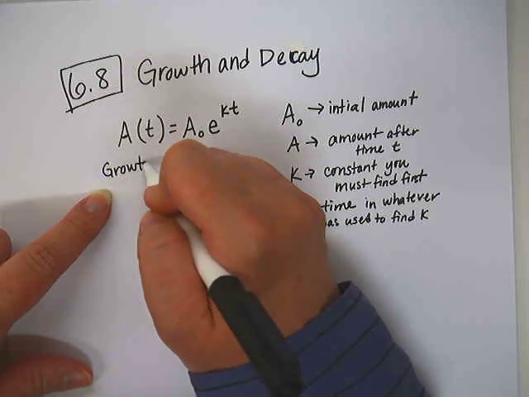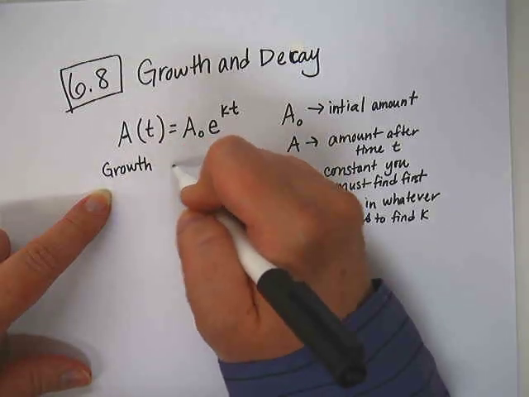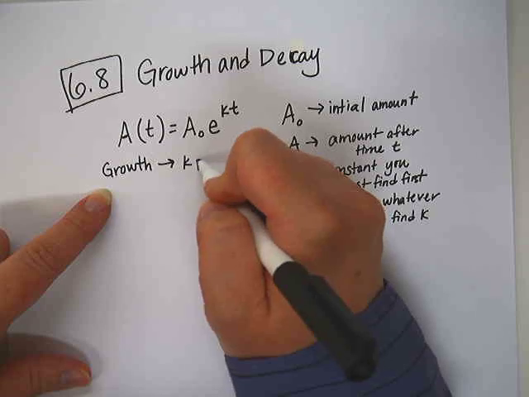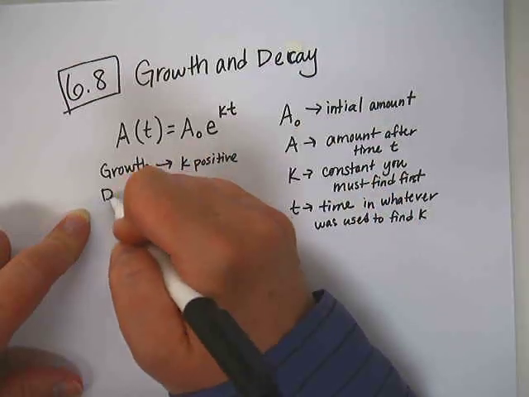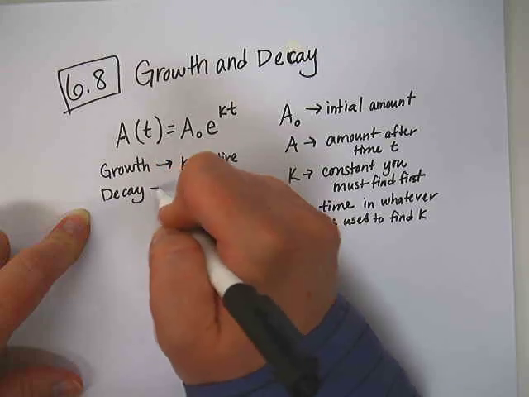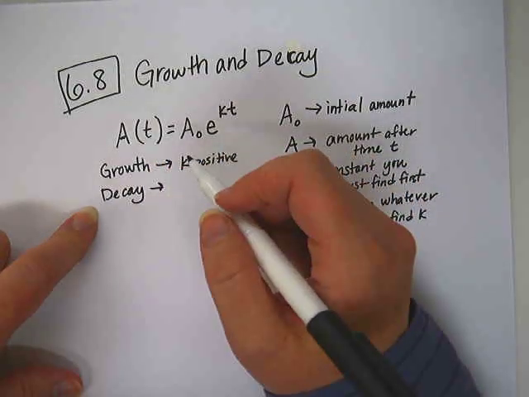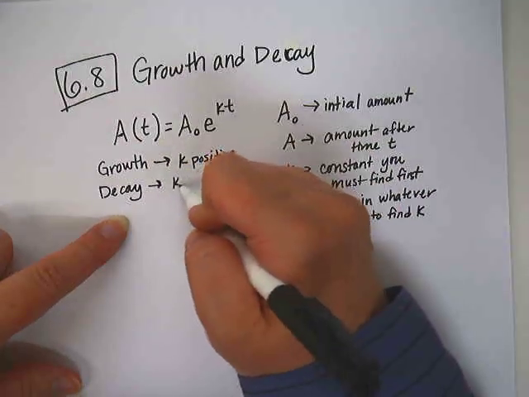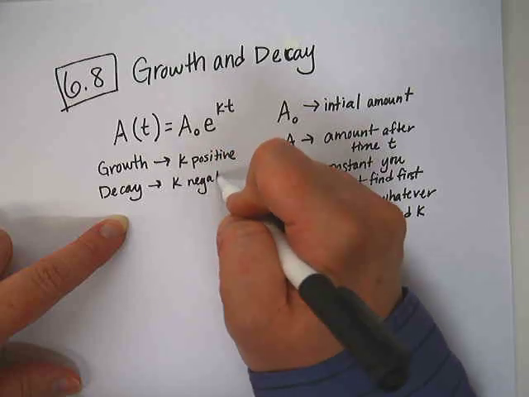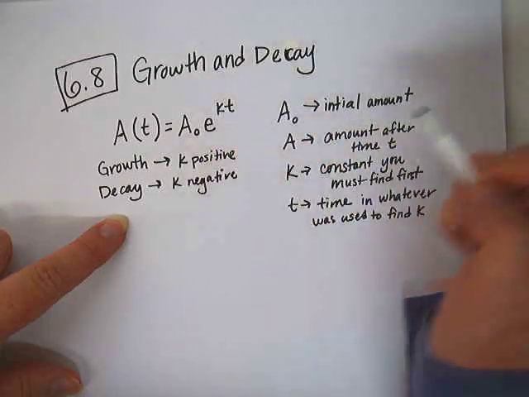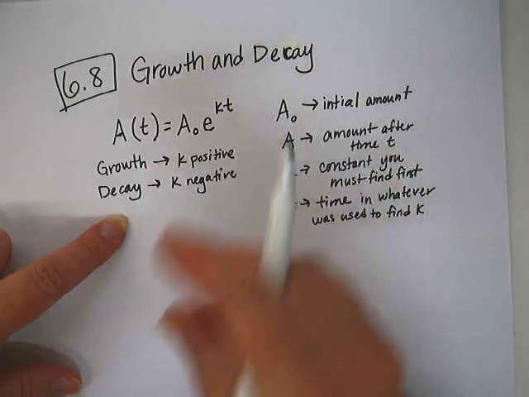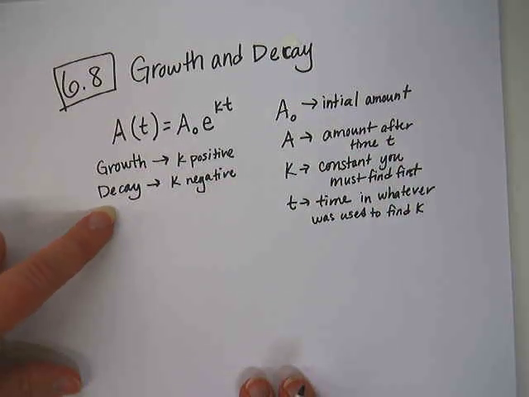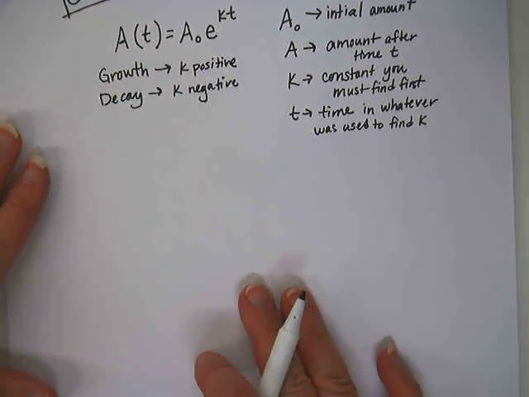Okay, we have a growth type of problem, like a population growing, when k is positive. And we have a decay, like radioactive decay or depreciation, when k is a negative value. If you do the problems right, you will automatically get those positives and negatives when you're finding k.